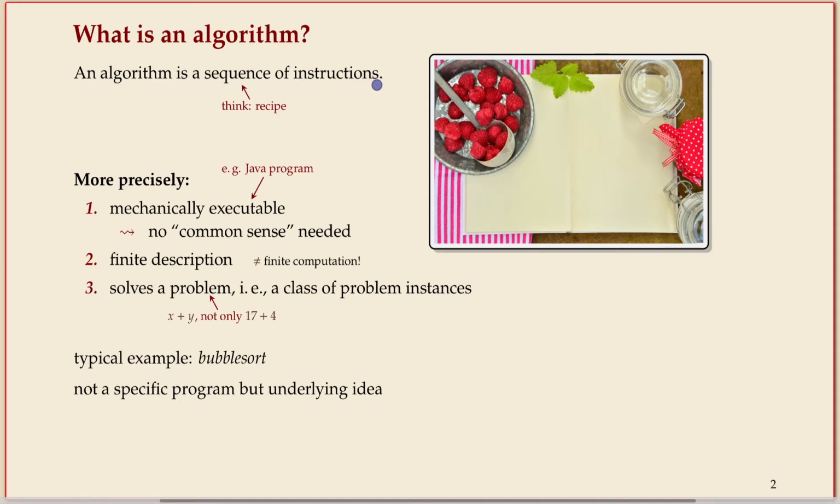Algorithm as a term has attained a different meaning in media, etc., as some combination of a machine learning system plus implications on society, and it's often used in a somewhat negative connotation. But the meaning of algorithms in computer science is usually restricted to just this. It's some sequence of instructions that solves a problem. So we want to be a little more precise.